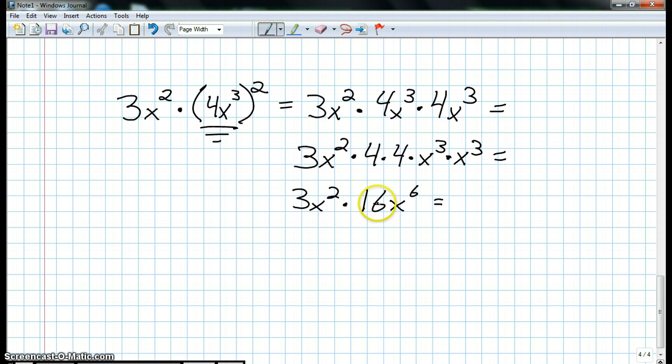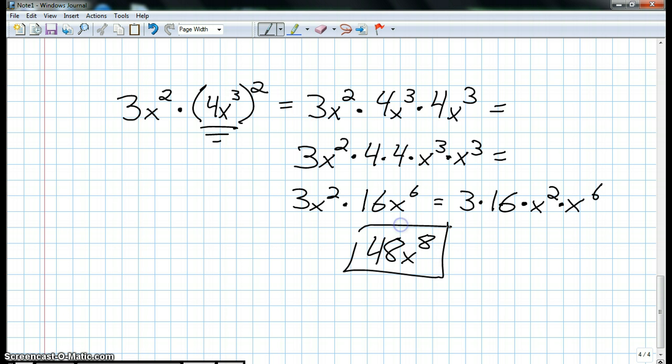Now we're one step or so away. The 3 we can multiply to the 16, so it'd be 3 times 16. We still have an x squared, and we still have a factor of x to the 6th. 3 times 16 is 48. And x squared times x to the 6th is not x to the 12th, it's x to the 8th, excuse me. So we have 48x to the 8th as our final answer.